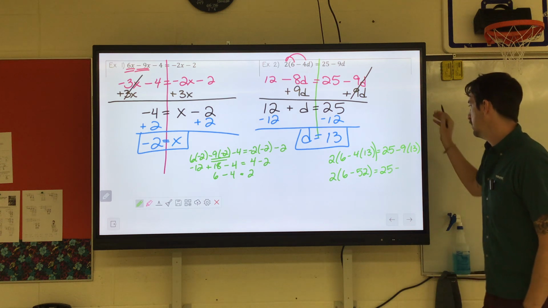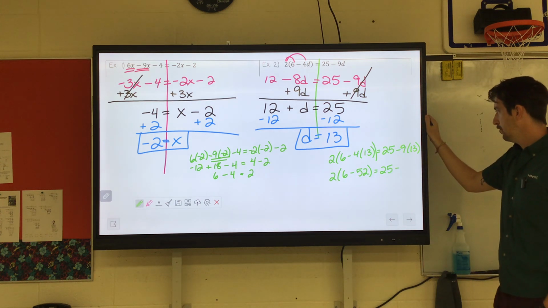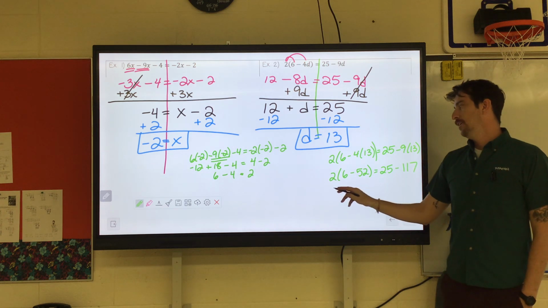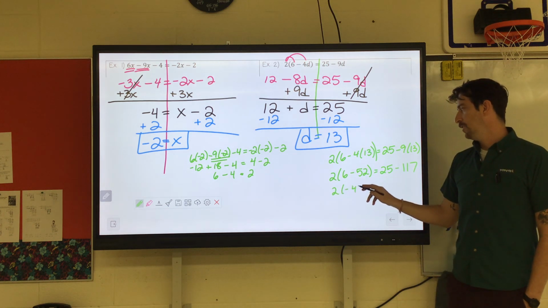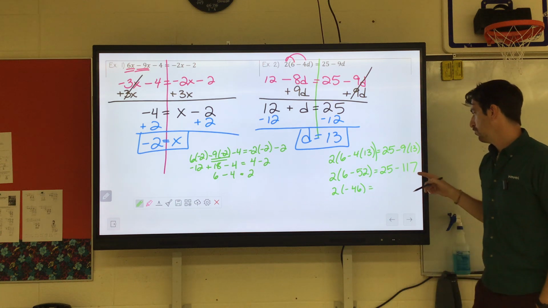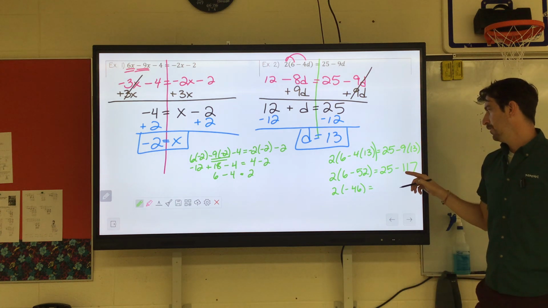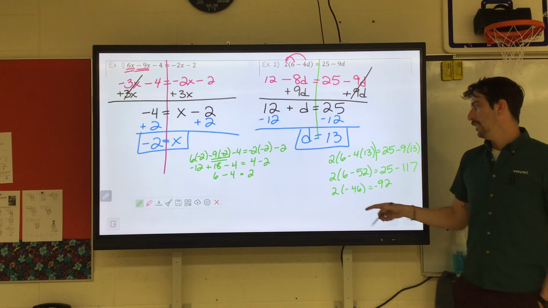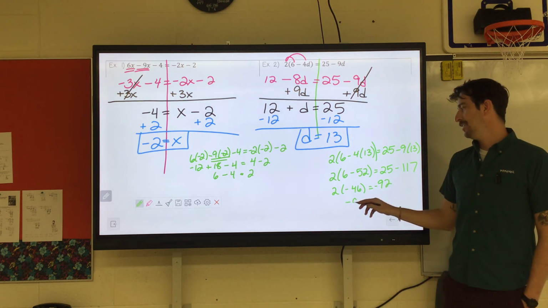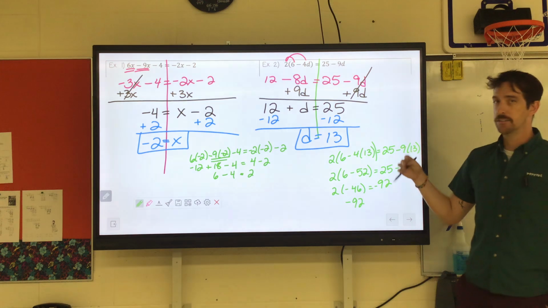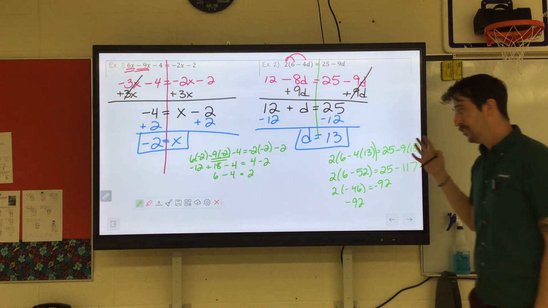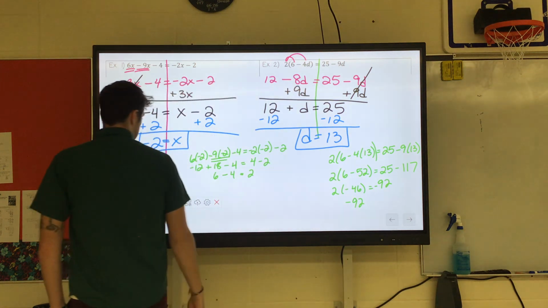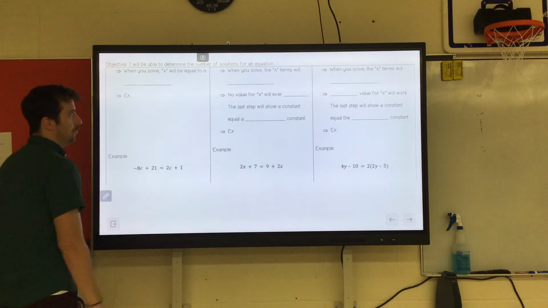25 minus 9 times 13, I think, is 117. 2 times negative 46 equals 92? Negative 92. And then 2 times negative 46 is negative 92, so we're all good. That was a tough one to check. It was harder to check it than to actually do the problem. That's wild. All right. Cool, let's keep it moving.